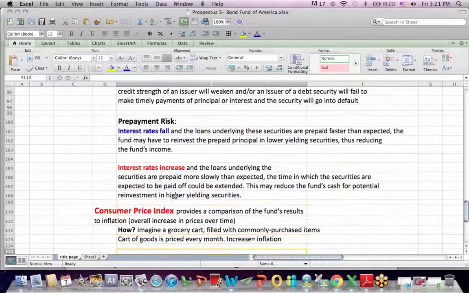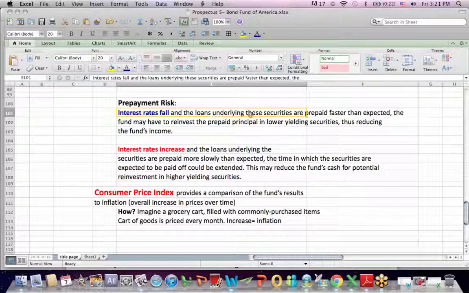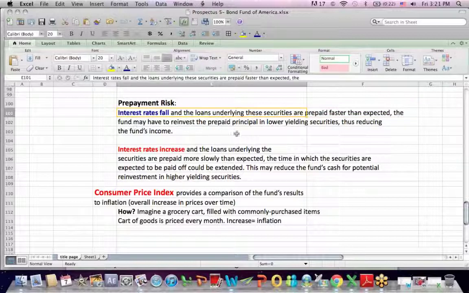Prepayment risk, which relates to mortgage-backed securities. Think about your own mortgage. If interest rates fall, the loans underlying the securities prepay faster than expected. Low interest rates, people refinance their mortgage, they pay off their mortgage. And now, when the new mortgage is set up for that client, it's set up at a lower rate. So the problem with the fund is that as people prepay their mortgages and refinance with low rates, the fund has to reinvest that prepaid principal in lower yielding securities. So now, because yields are down, it hurts the fund's income.